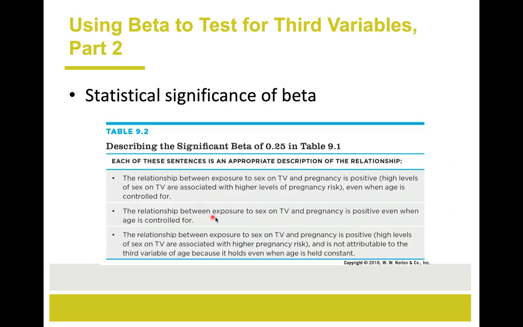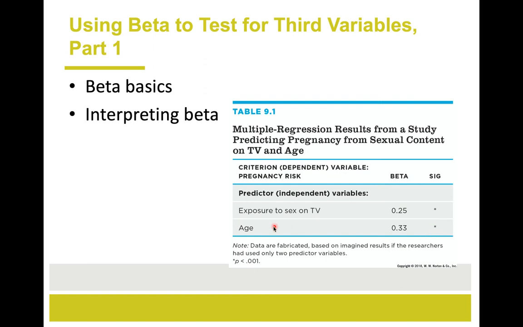We could say the relationship between exposure to sex on TV and pregnancy is positive even when age is controlled for. And the relationship between exposure to sex on TV and pregnancy is positive and is not attributable to the third variable of age because it holds even when age is held constant. So even when we include age in the model, exposure to sex on TV still matters. Age matters too, right? That this predictor is still significant as well.